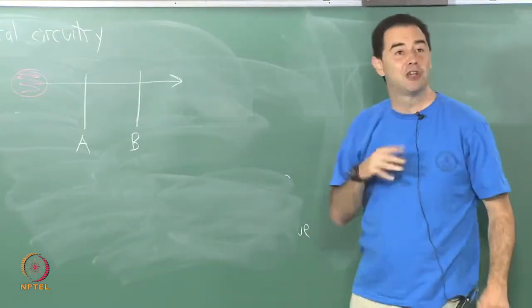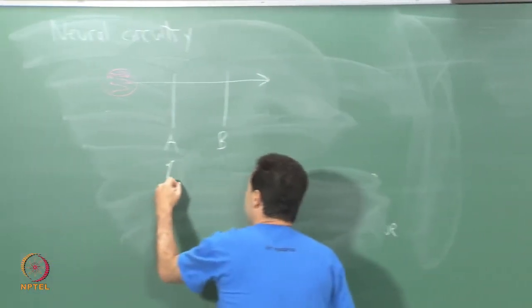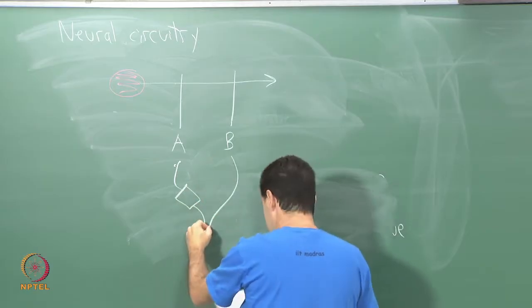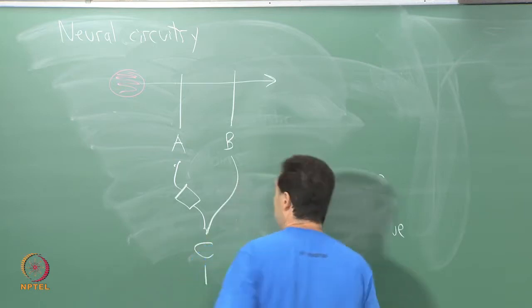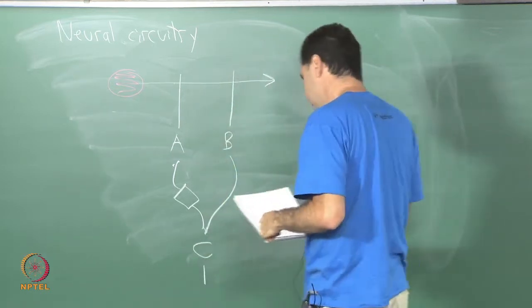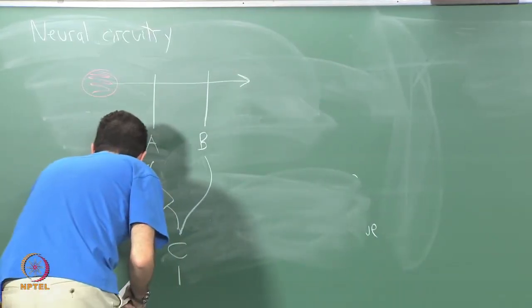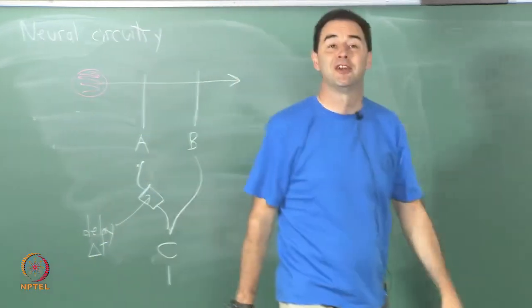What's interesting is there's extra neural circuitry that looks like the following. It goes through here. There's a box that I'm going to describe in a minute, and then these feed together to some third neural structure called, let's say, C. And inside of this box is a delay, say some delta t, perhaps it's 50 milliseconds.